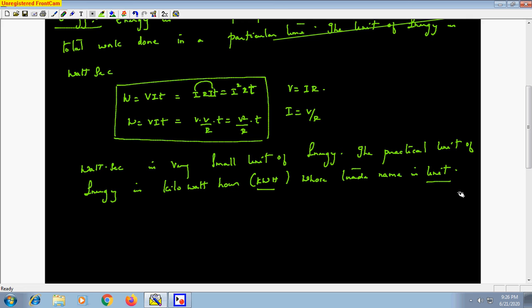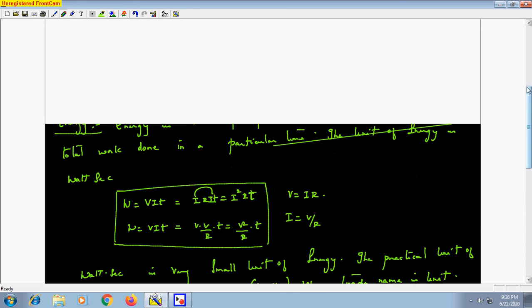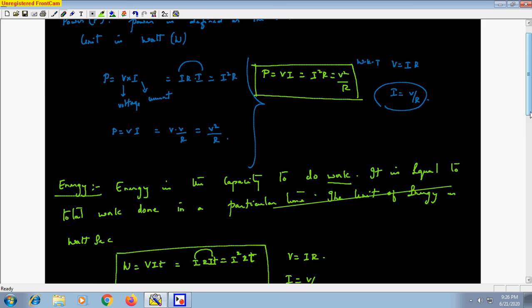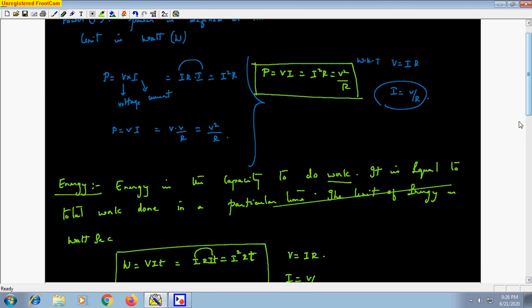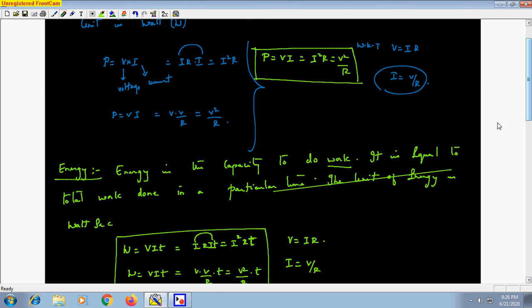Understood? This is how to define energy and power. In the next session I will explain how resistors are connected in series and parallel.